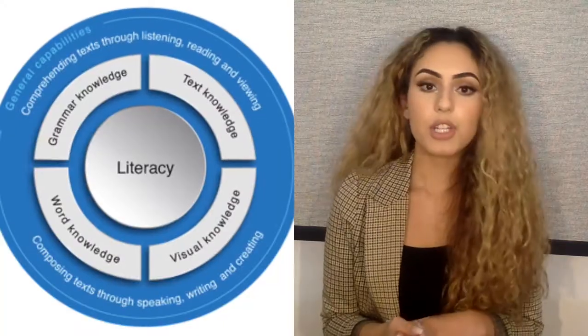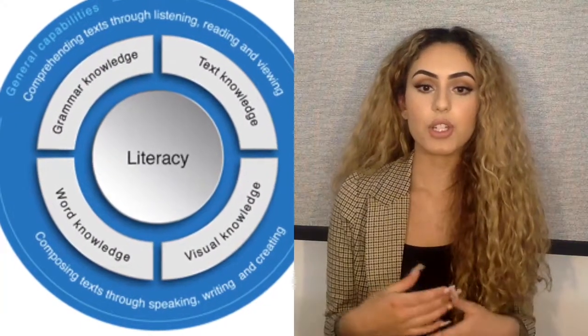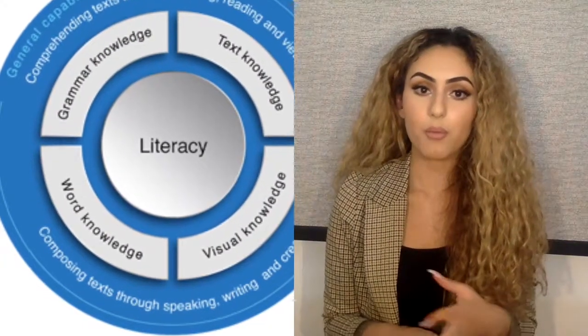I'd also go and revisit the key elements of literacy that Akara describes, which are comprehending text through listening, reading, and viewing, and composing text through speaking, writing, and creating, both of which incorporate visual knowledge as well as knowledge of text, grammar, and word. Doing so will give me guidance as to how I can support the development of Jennifer's literacy skills in the specific areas that she may be struggling.